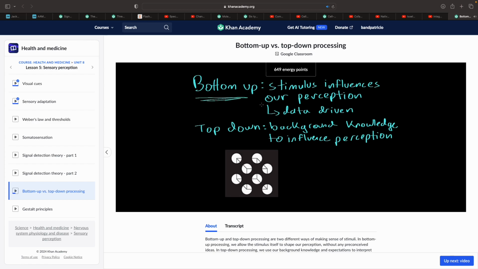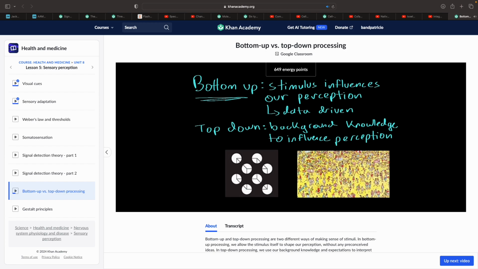Whereas in bottom-up processing, we're using the stimulus itself in order to drive our perception. So another good example of top-down processing would be Where's Waldo? In Where's Waldo, we have a mental idea of what we're trying to do, which is to find Waldo amidst this really jumbled mess of a picture. If we were using bottom-up processing to look at this, we would just be seeing a whole bunch of little people and we wouldn't really be goal-driven.